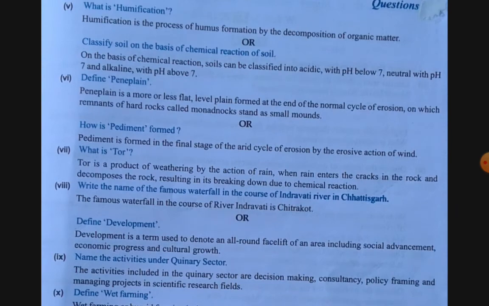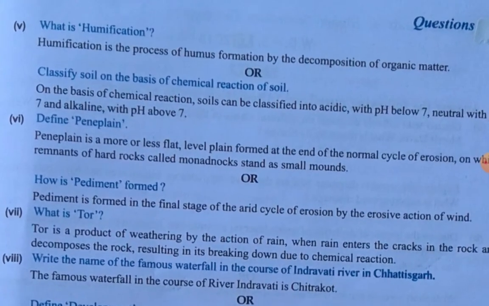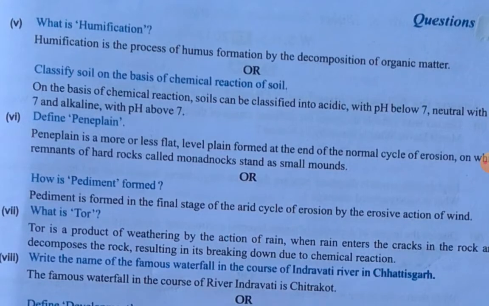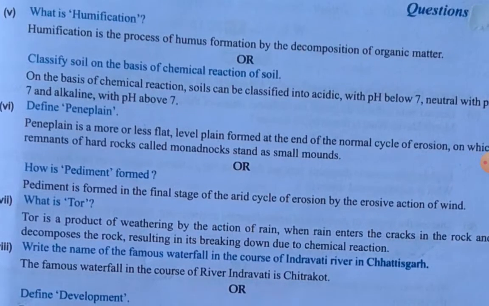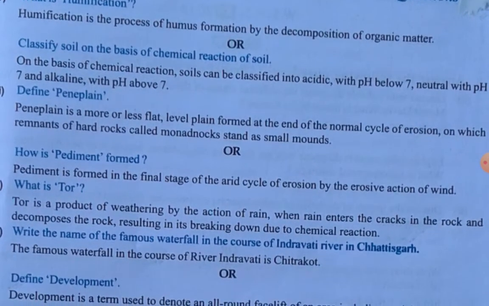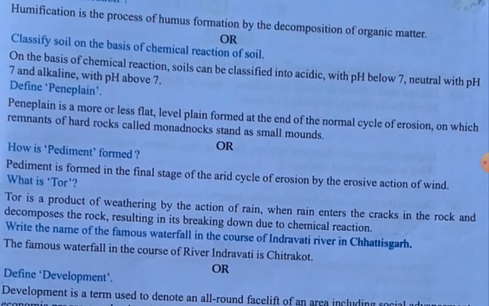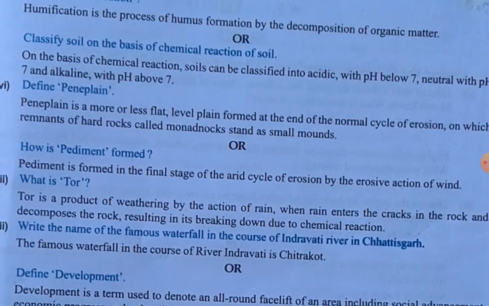Then the last, what is humification? Humification is the process of humus formation by the decomposition of organic matter. Or classify soil on the basis of chemical reactions. On the basis of chemical reactions, soil can be classified into acidic with pH below 7, neutral with pH 7 and alkaline with pH above 7.